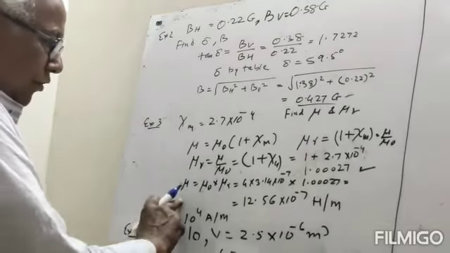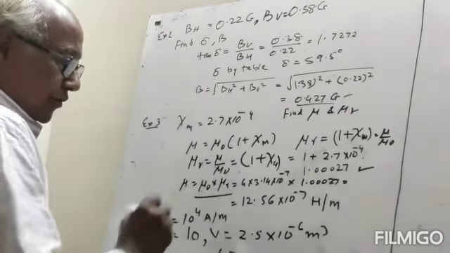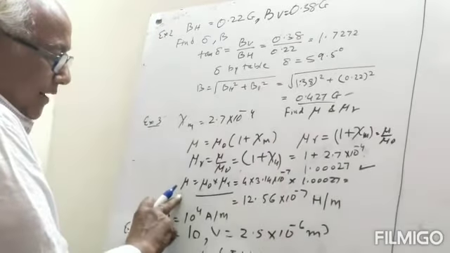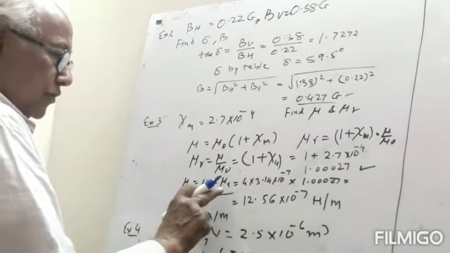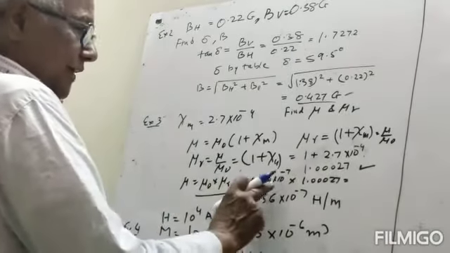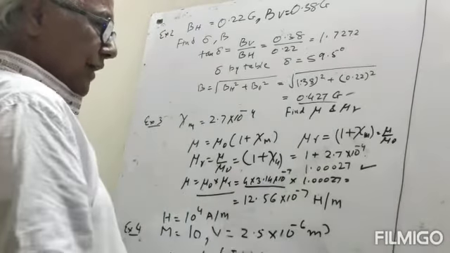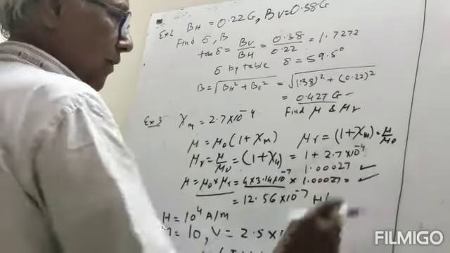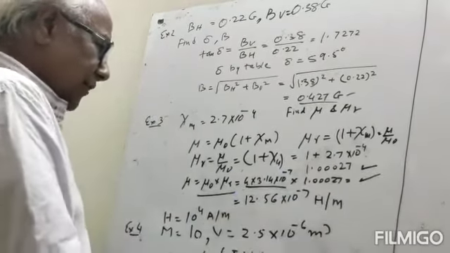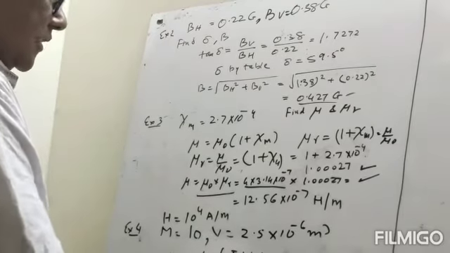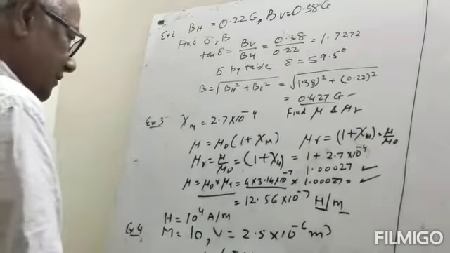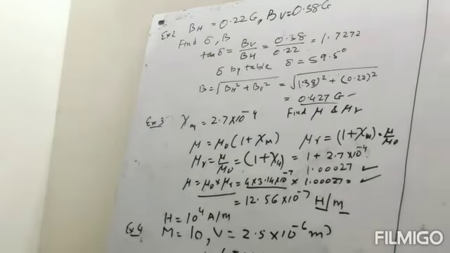Now mu is equal to mu r into mu 0. So the permeability of the material will be equal to mu 0 into mu r. Mu 0 is equal to 4 pi into 10 raised to minus 7. This is the value of mu 0. It is fixed. Multiplied by mu r. We multiply the values. It will be equal to 12.56 into 10 raised to minus 7 Henry per meter. So this value will come.